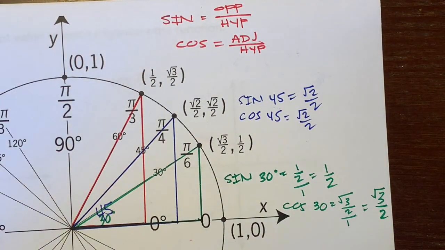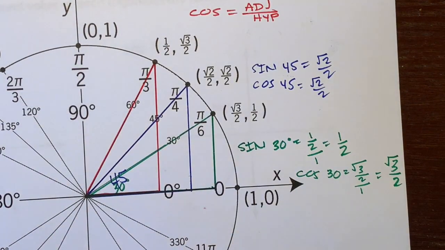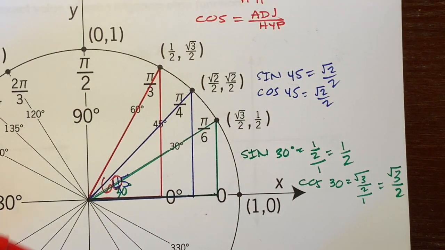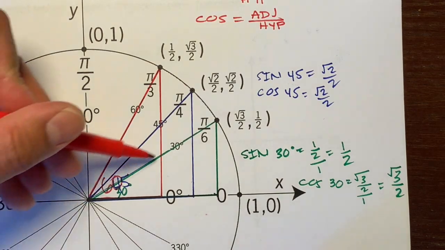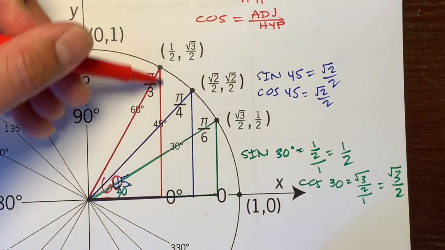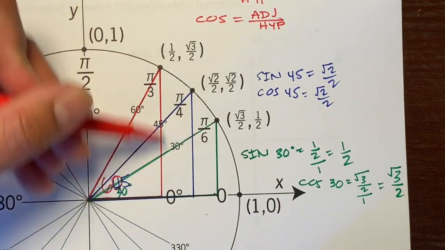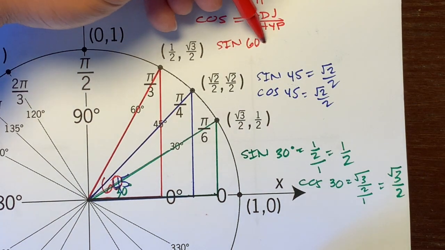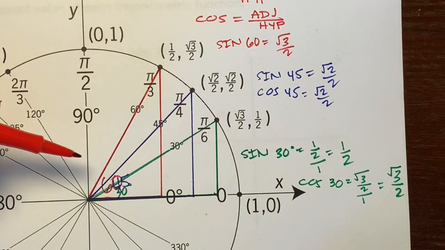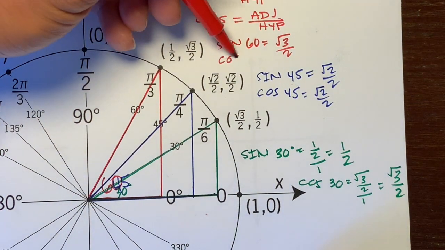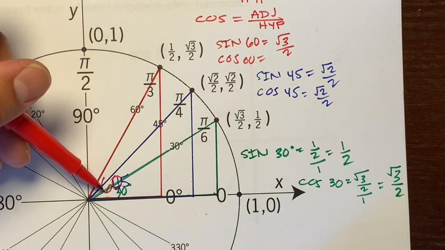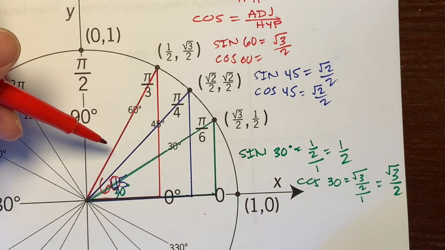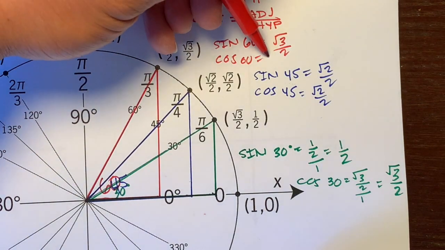So let's look at this red triangle right here. This is a 60-degree angle right here. If we wanted to find the sine of 60 degrees, it's the opposite. What's the length of this line right here? Well, it's vertical, so that's represented by the y value. So the sine of 60 is radical 3 over 2. And the cosine of 60 is the adjacent, which is this side, represented by the x value, over the hypotenuse, which is 1 again. So cosine of 60 is just 1/2.